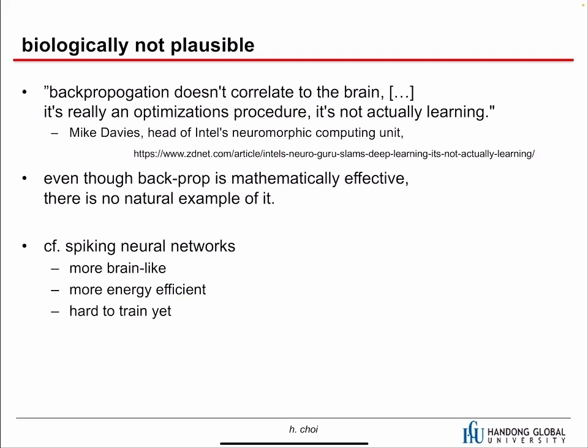That's true. And in our brain, we have spiking neural networks. There are some approaches and research directions to implement spiking neural networks. It's more brain-like and more energy efficient, but it's hard to train yet. There is no popular learning algorithm. So if you're interested in brain-like neural networks, you can Google spiking neural networks.